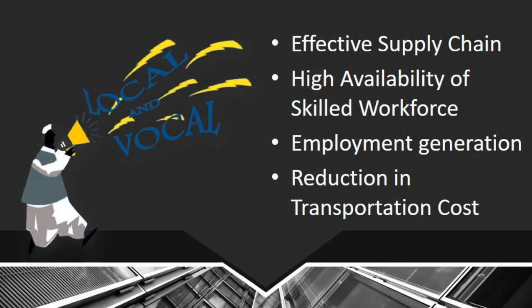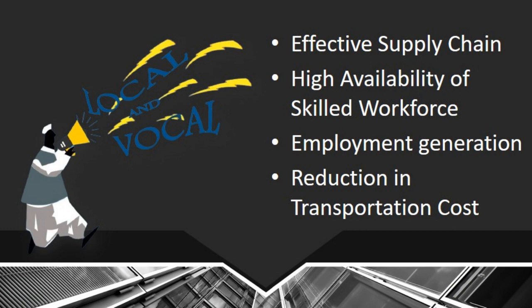One more thing is "local for vocal." That is the phrase that has been coined again and again by the government and by the local people also. When we go with local materials in our design, the first thing we get is an effective supply chain. For example, if the material you are using is locally available, then definitely you won't have any constraint when it comes to supply chain management.